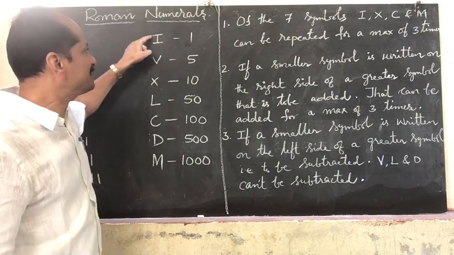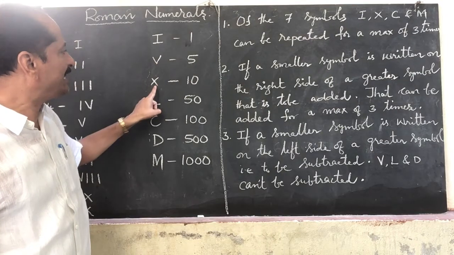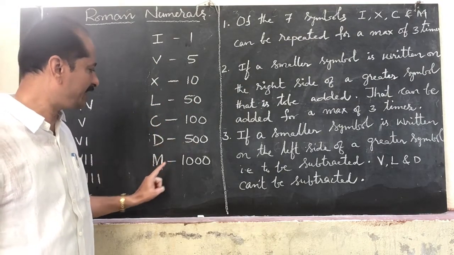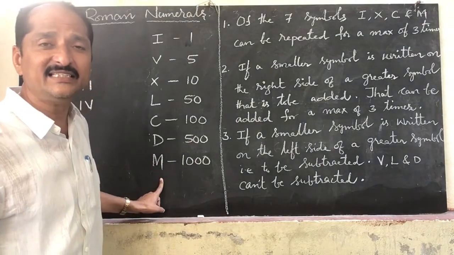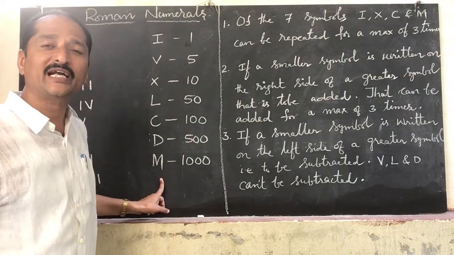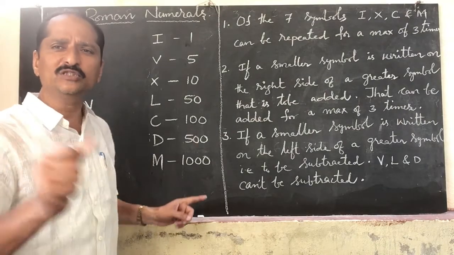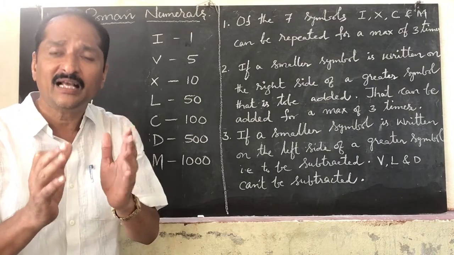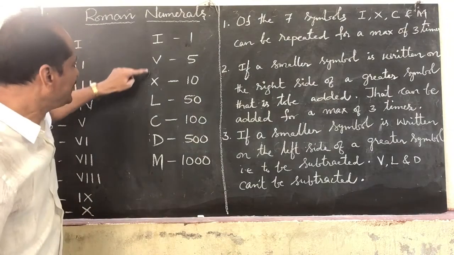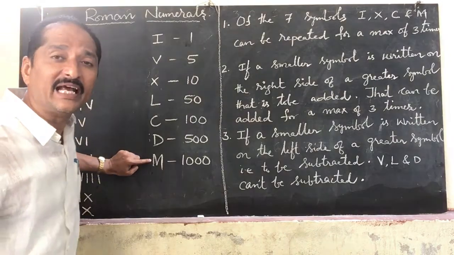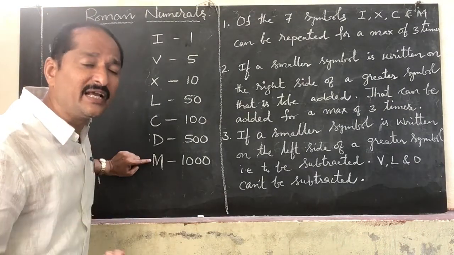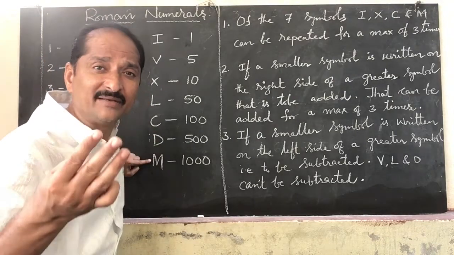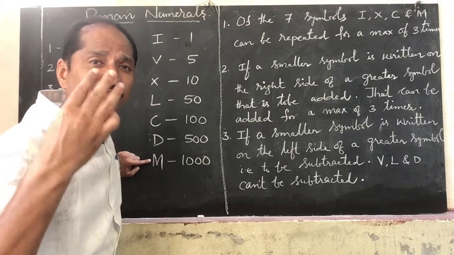I represents 1, V represents 5, X stands for 10, L for 50, C for 100, D for 500, and M for 1000. These are the 7 symbols that we'll use to write down Roman numerals. And the rules to be followed here: which symbols can be repeated? I, X, C and M can be repeated, and that is to be a maximum of 3 times only. It should not be repeated more than 3 times.